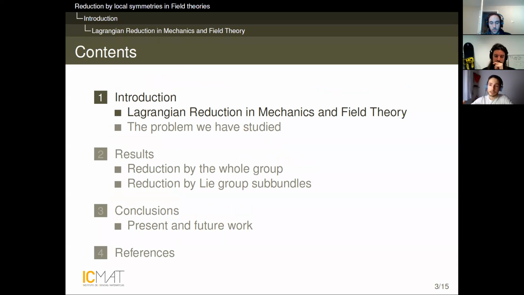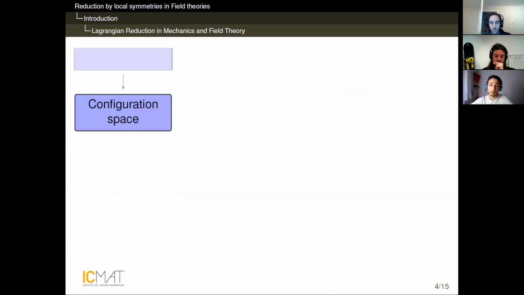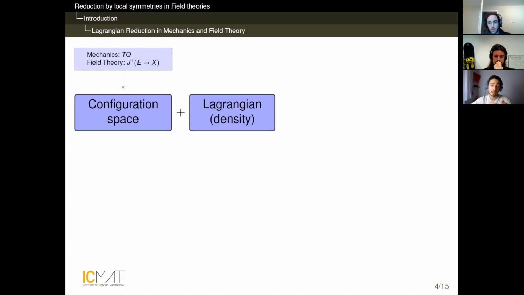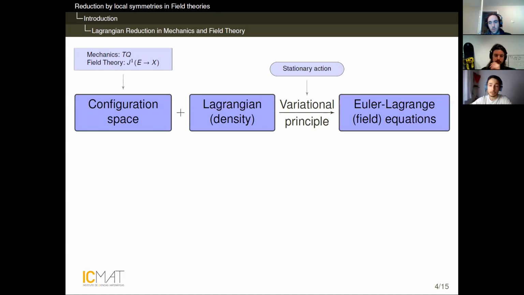Everything in this talk will be from the Lagrangian point of view. So when we study a Lagrangian system, we need to start from a configuration space. In the case of mechanics, it is the tangent bundle of a certain smooth manifold, and in the case of field theory, it is the first jet of a certain smooth bundle. By the way, here everything is smooth. Every map, every bundle. Okay, once we have our configuration bundle, we need to define a Lagrangian density, or Lagrangian in the case of mechanics, which has all of the information of our system. And then we apply a variational principle, namely the principle of stationary action, to obtain the well-known Euler-Lagrange equations.